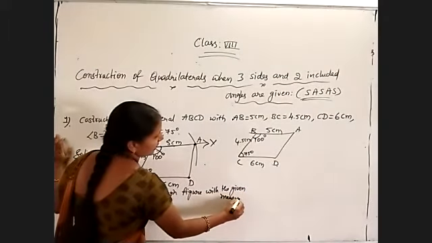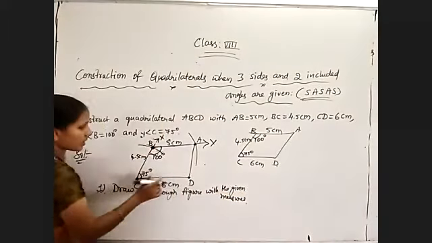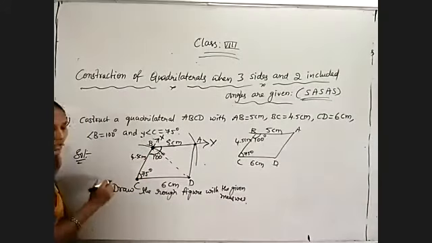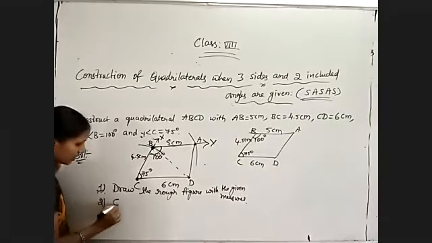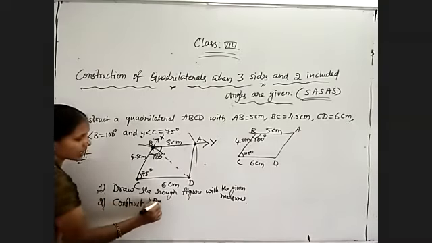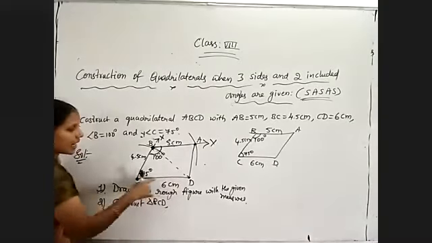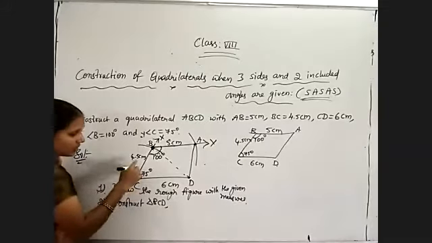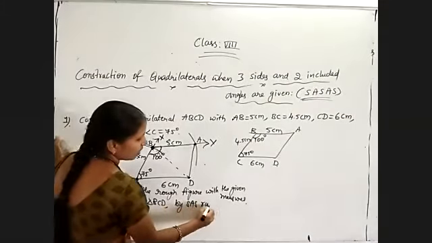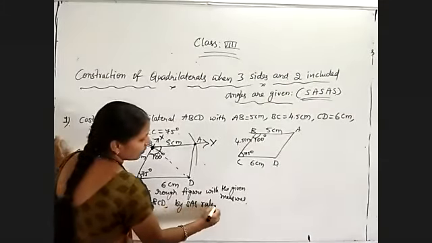And what is my second point? What did I do? Construct a triangle BCD. Yes or no? This one only we have constructed. So construct a triangle BCD using side angle side, included angles by side angle side rule for the given measures. For the given measures, that is my second point. Okay. Now coming to the third point.